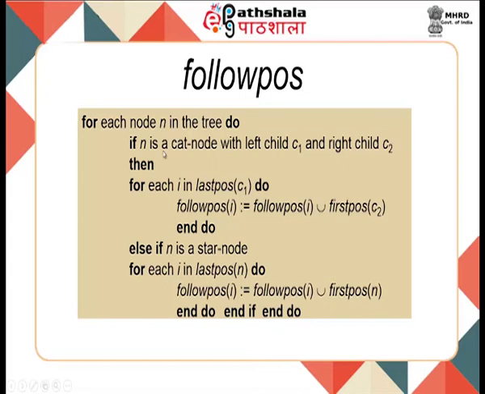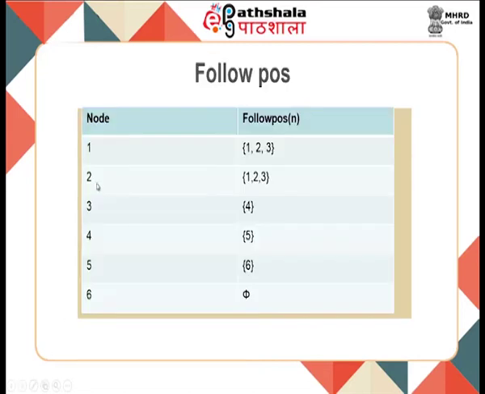So I have to look at these two nodes, the cat node and the star node, that is the concatenation node and the star node, for computing follow position of I. Now what is I? I is going to be from the list available in last position of C1, but what is C1? C1 is the left child of the concatenation node. Okay. So let us look at this.